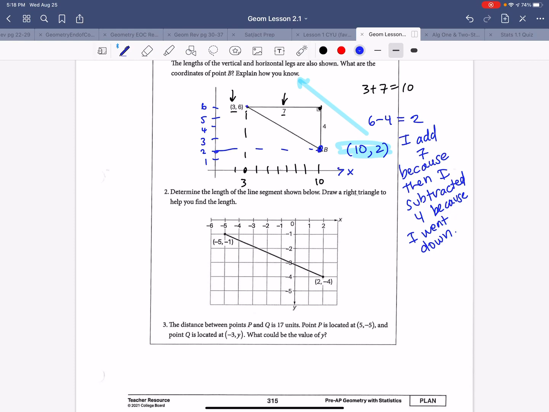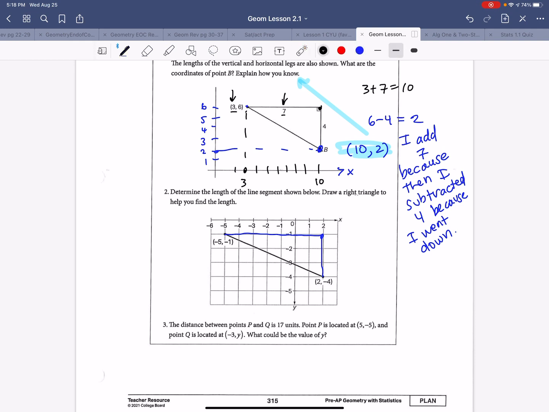You'll upload pictures of your notes and these two problems. It says, determine the length of the line shown below. Draw a right triangle to help you find it. Okay, so we've got a lot of practice here. Let's draw a right triangle. And you could have drawn that one or you could draw this one. It doesn't matter. We said today that those are congruent triangles.